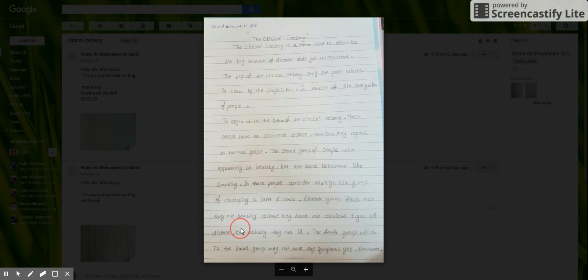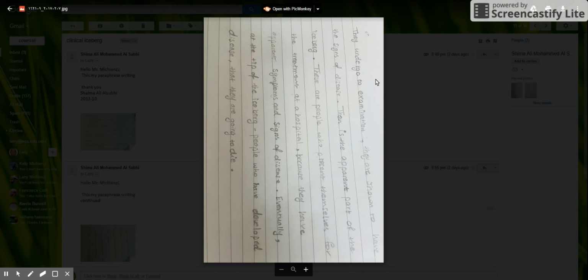Another group thinks that they are healthy because they have no obvious signs of the disease, but actually they are ill. Okay, the fourth group, which is a smaller group, not yeah, is a smaller group, may not have any symptoms yet. However, so I gotta switch papers here. However, they undergo examination. They show to have, okay, some grammar mistakes here. They are shown to have signs of disease.